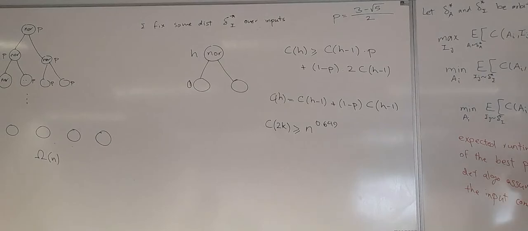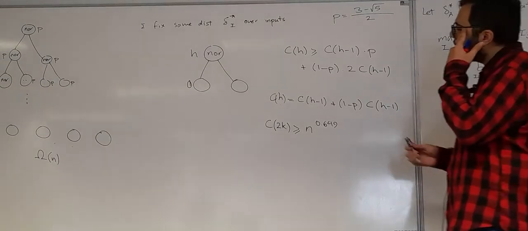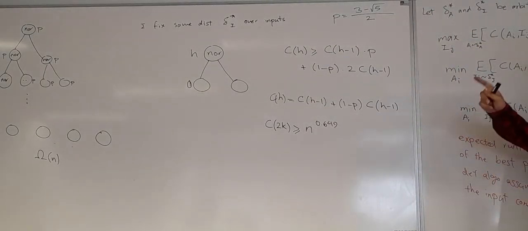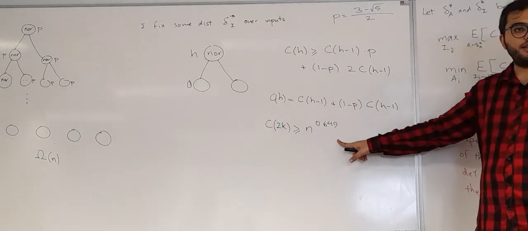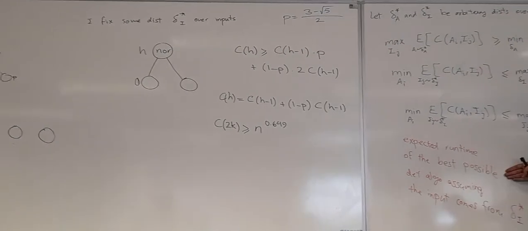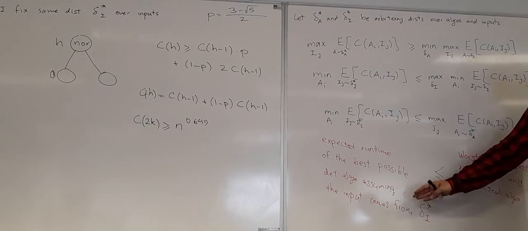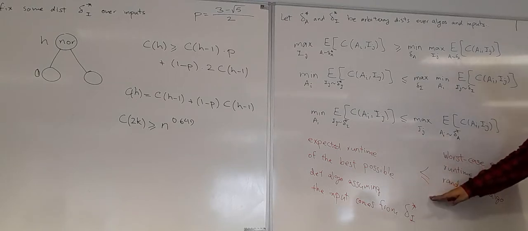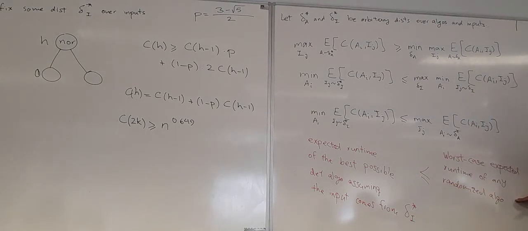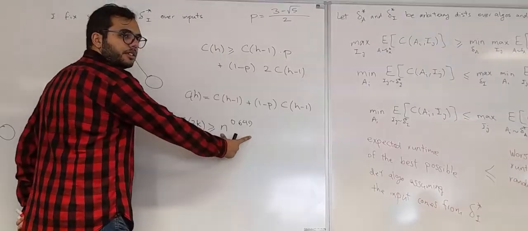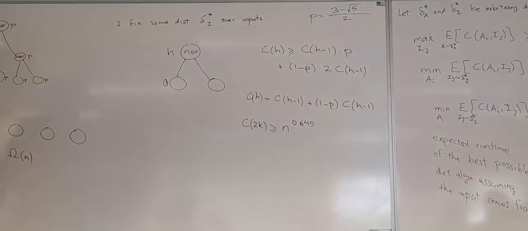Now, what do we know? Now we know that for this particular distribution that we chose, there is no deterministic algorithm that can solve this problem in a time that is better than this. So now we can come back here. The expected runtime of the best possible deterministic algorithm over an input distribution that we could choose, and we did choose, is a bound on the worst case expected runtime of any randomized algorithm. So this proves that I cannot have a randomized algorithm that has an expected runtime better than this. So now what do I know about my randomized algorithms?